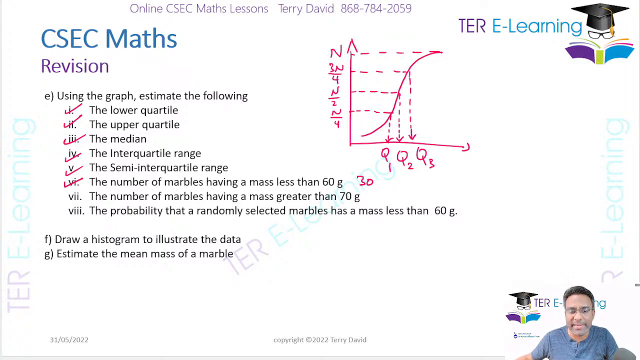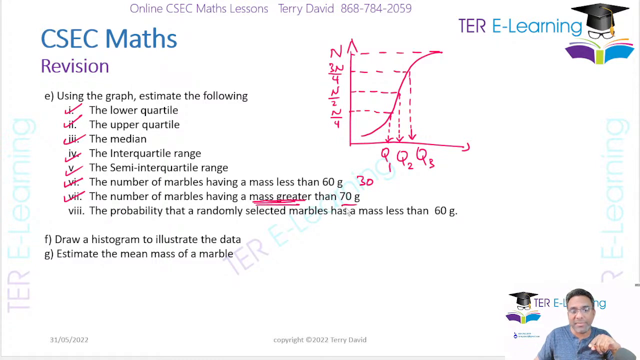Now let's see what the next part of the question is. The next part says the number of marbles having a mass greater than. Now, when it comes to cumulative frequency curves, we have to understand there are two ways they can ask questions. They can ask things about less than and greater than.